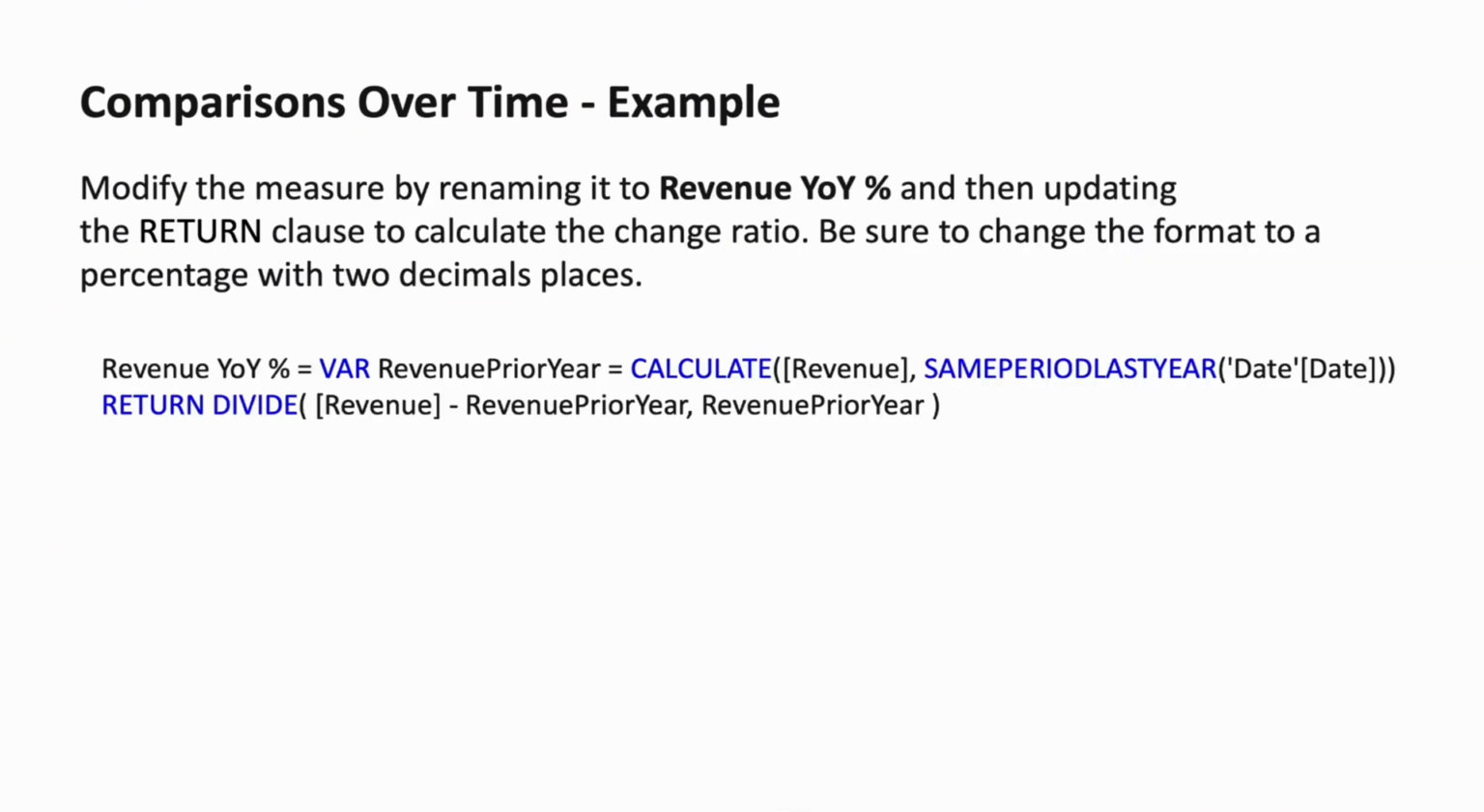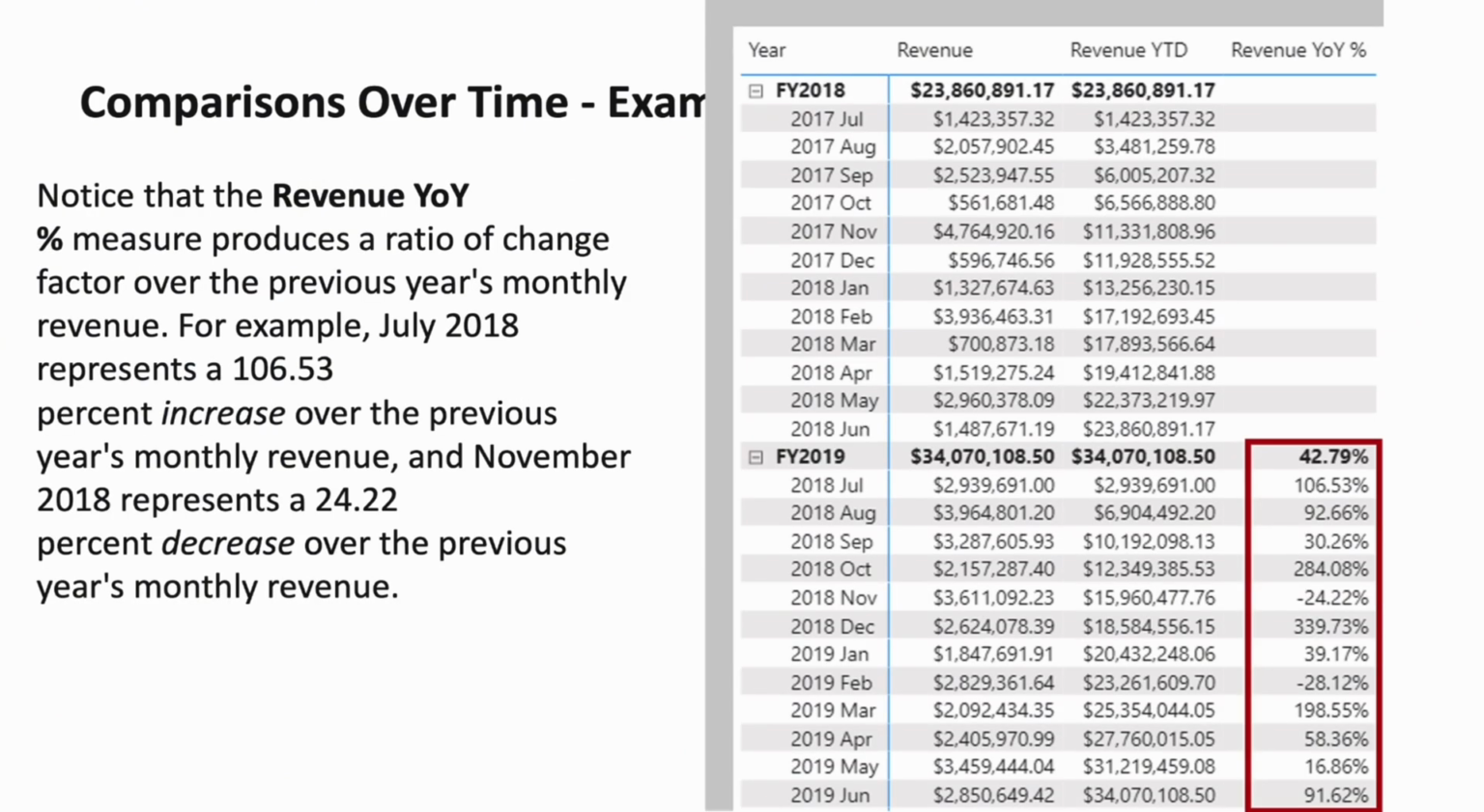Modify the measure by renaming it to Revenue YoY% and updating the return clause to calculate the change ratio. Format the measure as a percentage with 2 decimal places. Notice that the Revenue YoY% measure produces a ratio of change over the previous year's monthly revenue. For example, July 2018 shows a 106.53% increase over the previous year, and November 2018 shows a 24.22% decrease. The image highlights these values in the matrix visual.